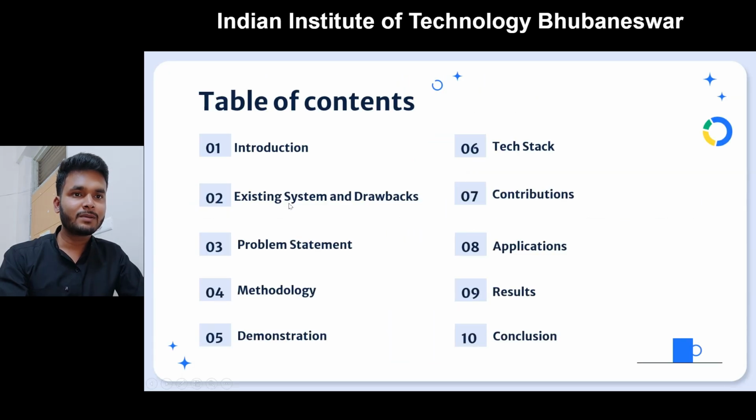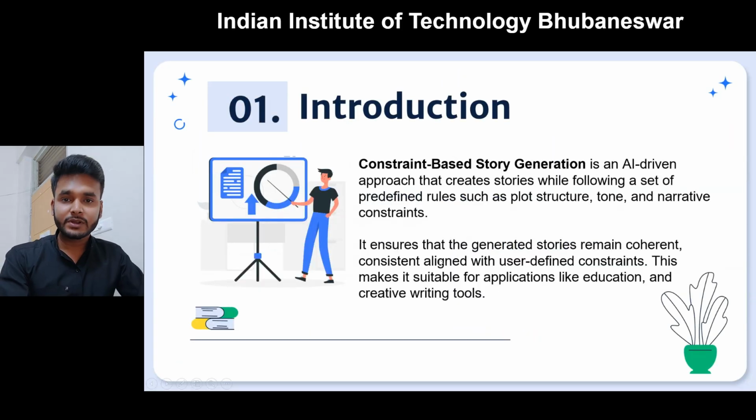We have the introduction, existing system drawbacks, problem statement, methodology, the demonstration video I've uploaded already, tech stack, contribution, applications and results. So our project is basically generating a story on the basis of some images. We will have some constraints, like the number of words in the story and the tone of the story, based on the narrative constraints. So basically that can be used for some sort of story generation, like education and these things.